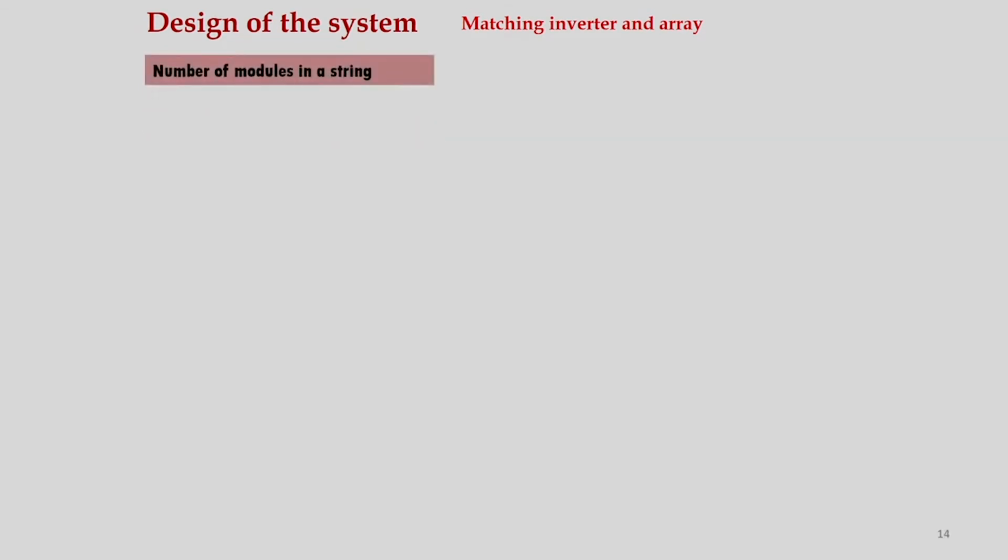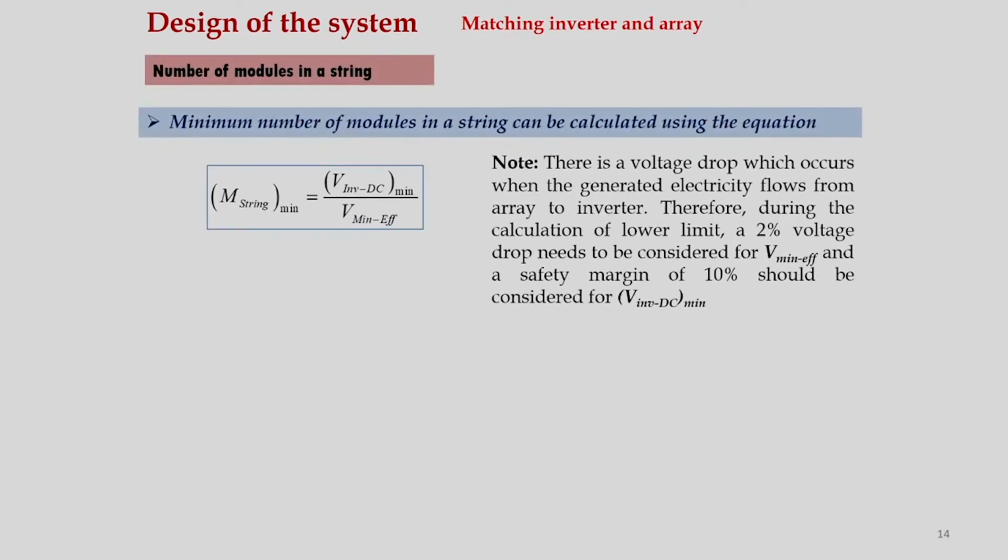Now let us see how to calculate this M string, that is the minimum number of modules in a string. By using this equation we can calculate the minimum number of modules in a string, or the minimum number of modules which can be connected in series. For this we need the inverter input voltage and the minimum effective voltage, which we have already discussed.